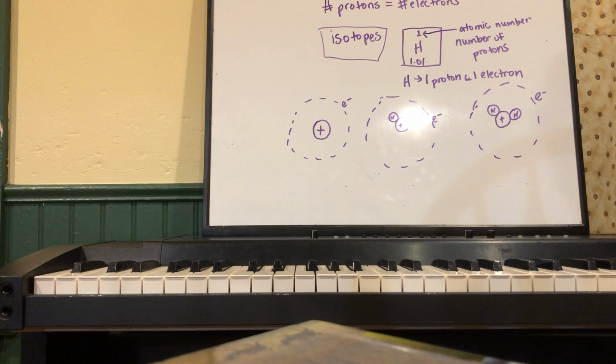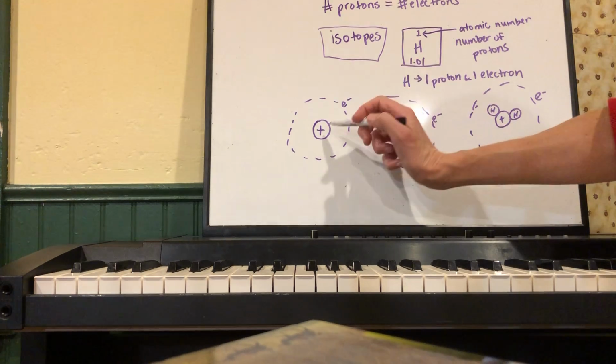Oops, I forgot to do names. Sorry about that. Okay, we need to go back and talk about what we name isotopes. So we name isotopes based on the mass number. The mass number, not the atomic number. We name them based on the mass number, okay?